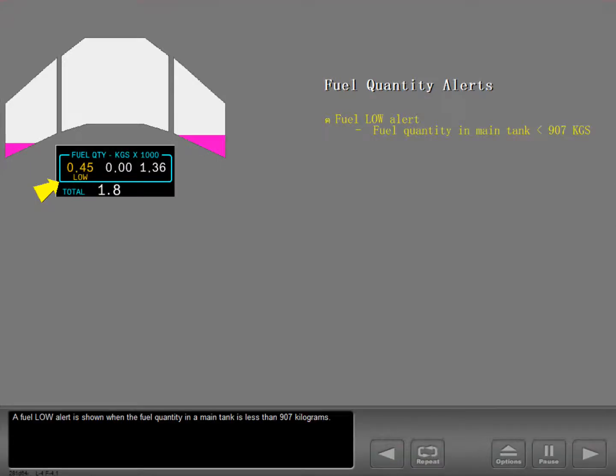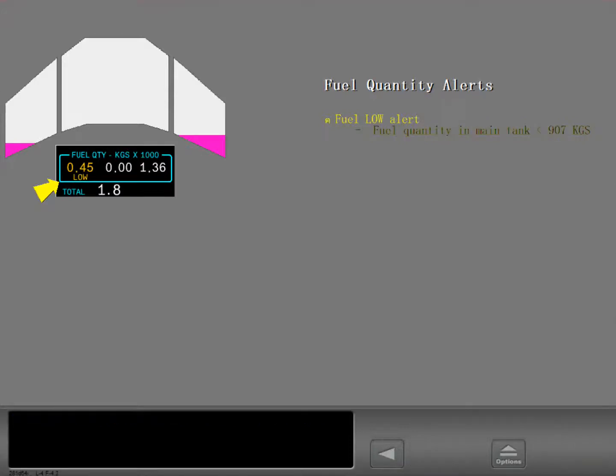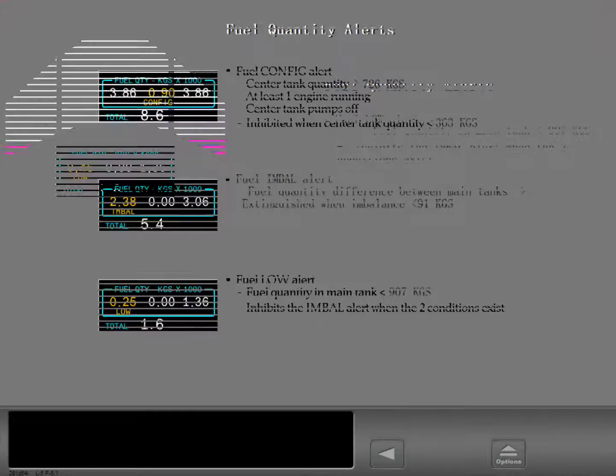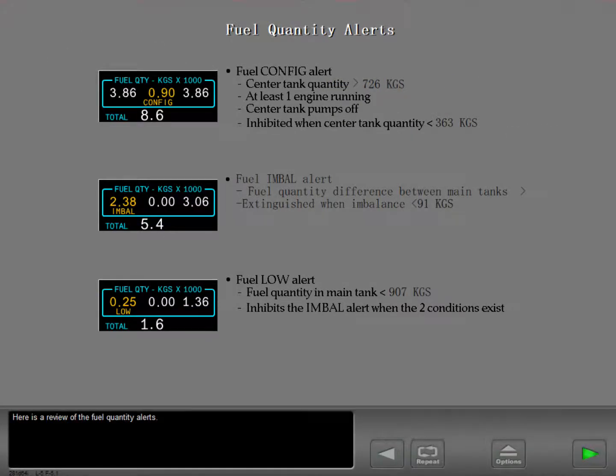A fuel low alert is shown when the fuel quantity in a main tank is less than 907 kilograms. The fuel low alert inhibits the fuel imbalance alert when the two conditions exist. The alert extinguishes when the fuel quantity is more than 1,134 kilograms. Here is a review of the fuel quantity alerts.